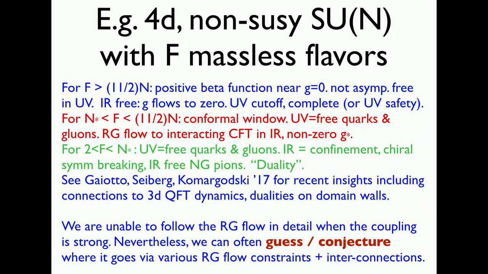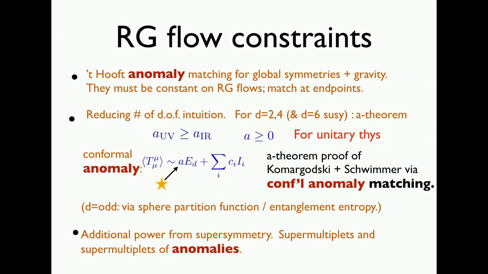Okay, so there are various constraints on the renormalization group flows. One is that if the theory has non-trivial 't Hooft anomalies, and I'll be discussing various examples with 't Hooft anomalies and discuss in more detail what they are, then there's a powerful constraint, which is that they have to be constant on renormalization group flows. So this is the condition of 't Hooft anomaly matching. So that's one constraint. Another constraint is the intuition that renormalization group flows reduce the number of degrees of freedom.